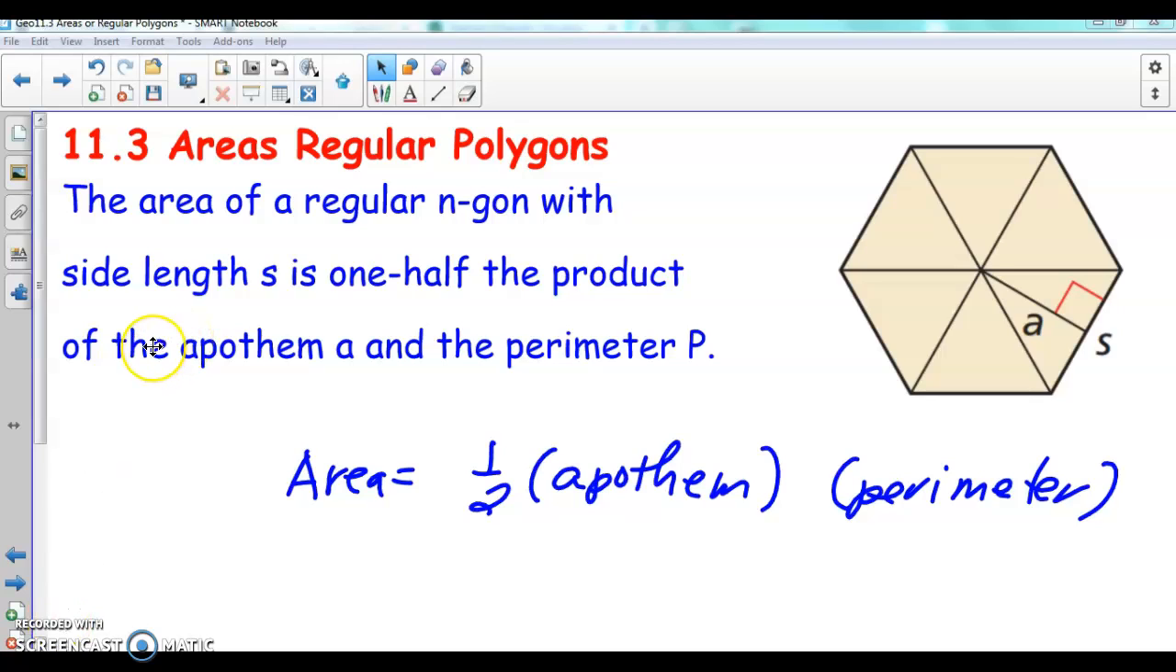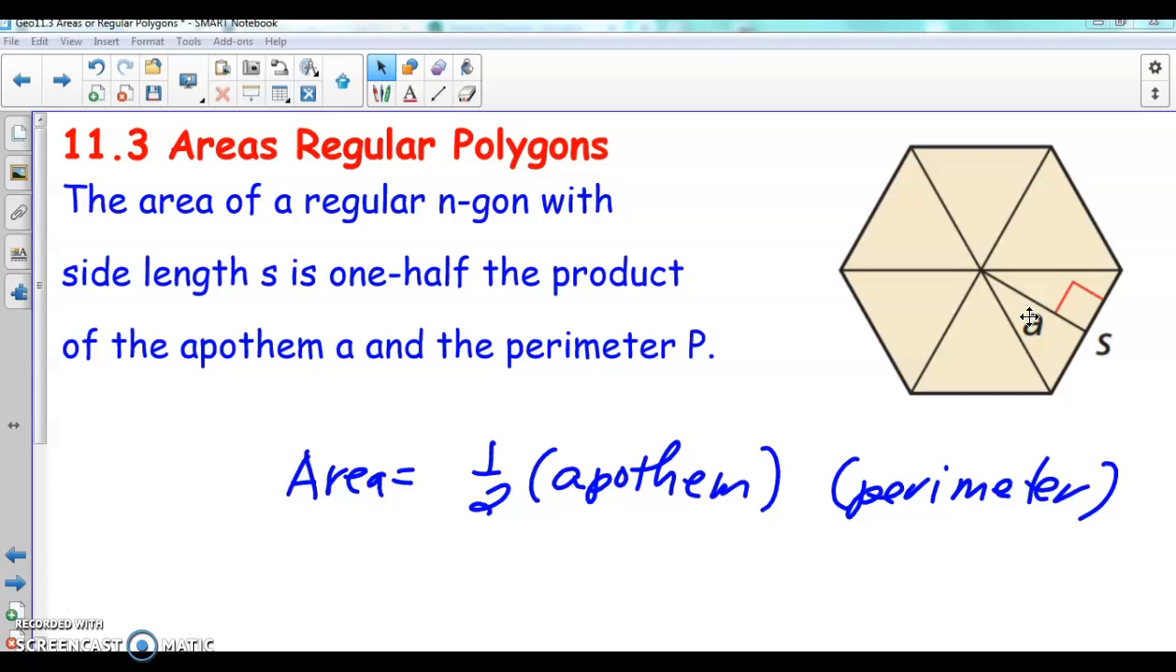As we mentioned earlier, you can find the area of a regular polygon by using the formula: area is equal to 1/2 times the apothem times the perimeter. Actually, if you look at the figure, this is a regular hexagon, right? And we said that each of these 6 triangles is actually an isosceles triangle.